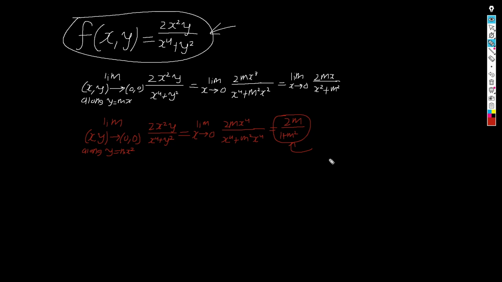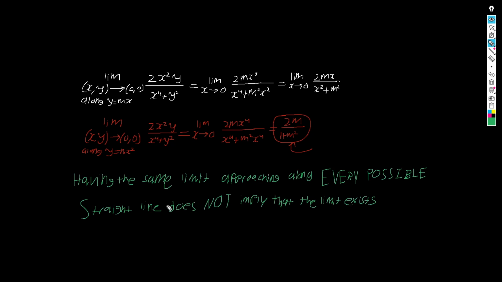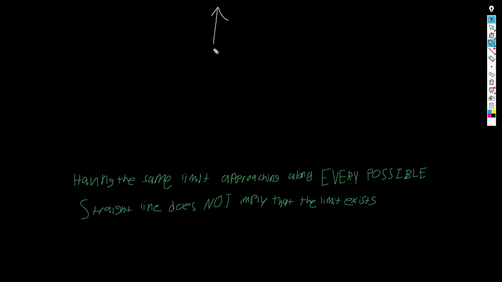And now we come to the conclusion that I was promising to show you at the start of the video, the counterintuitive one. We've just shown that having the same limit when approaching a certain point along every possible straight line does not imply that the limit exists. When you first conclude this, it's really counterintuitive. Because when I first heard of this, I was like, that's crazy, bro.